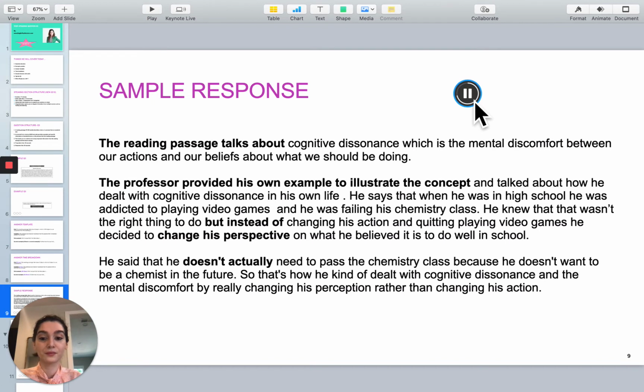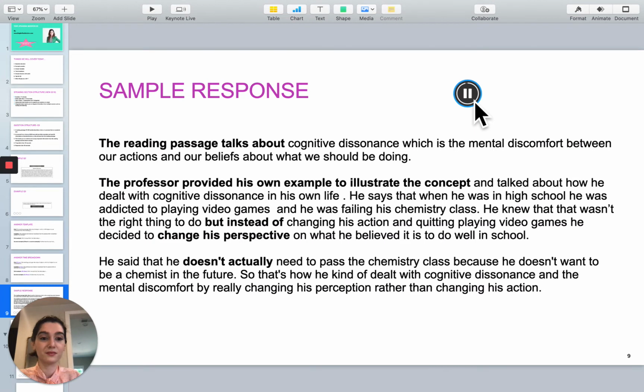He said that he doesn't actually need to pass the chemistry class because he doesn't want to be a chemist in the future. So here too, when I say "because he doesn't want to be a chemist in the future," you can see there's an up and down in the language. That's how he dealt with cognitive dissonance and the mental discomfort by really changing his perception rather than changing his action.